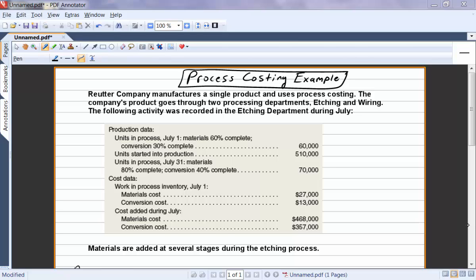So companies which are set up like that, they produce many different products for different people, so different jobs, so to speak. They would use job order costing.